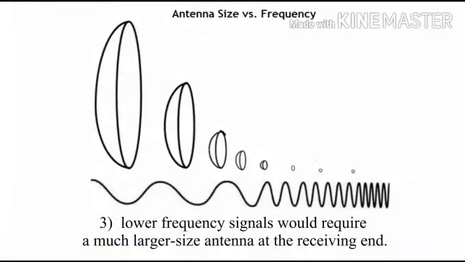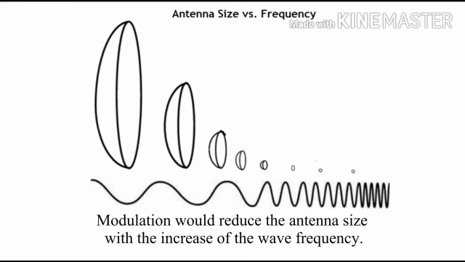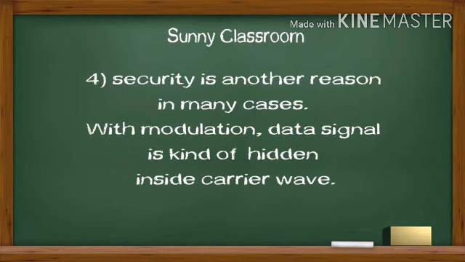3. Lower frequency signals would require a much larger size antenna at the receiving end. Modulation would reduce the antenna size with the increase of the wave frequency. 4. Security is another reason in many cases. With modulation, the data signal is kind of hidden inside the carrier wave.